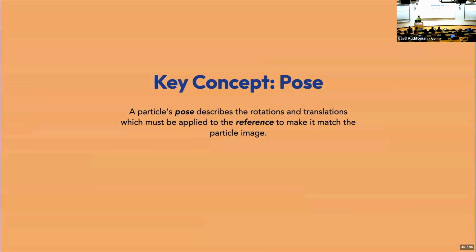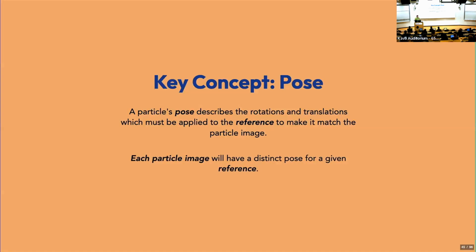So like I said, I'm really gonna hit this home. A pose describes the rotations and translations that you have to apply to a reference to make it match the image, okay? Every particle image will have a different pose for a given reference, right? If I'm standing here, and I'm also standing like this, those two poses are different because they're different images, right?